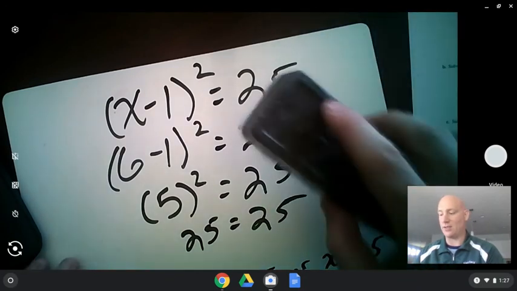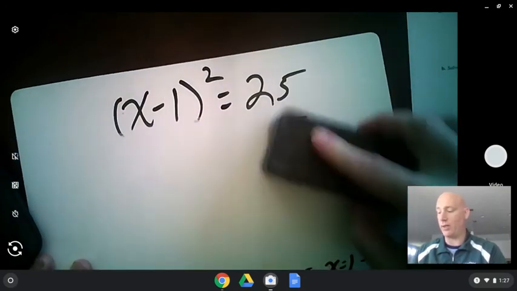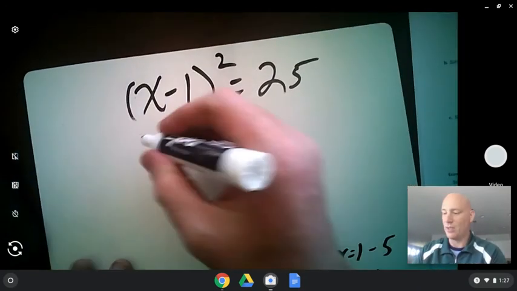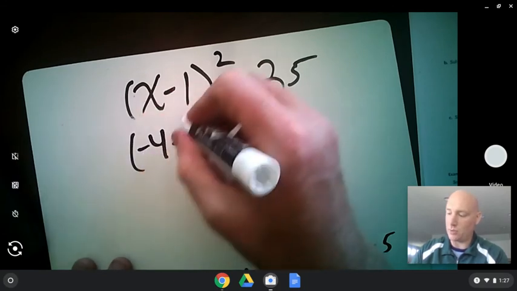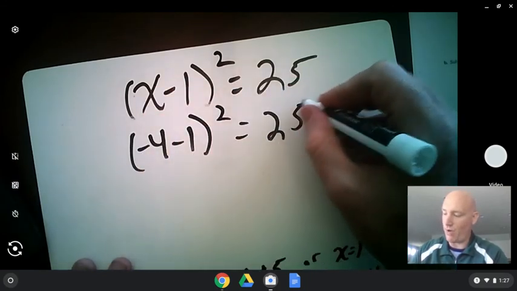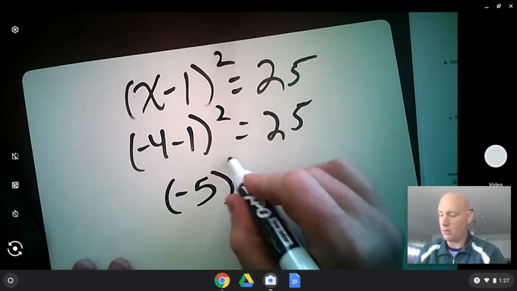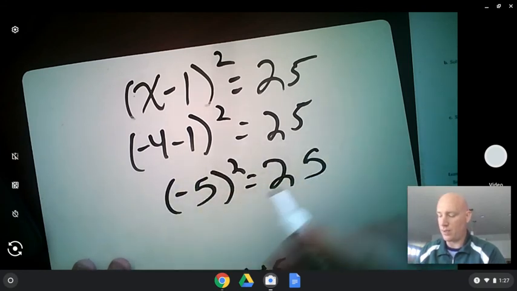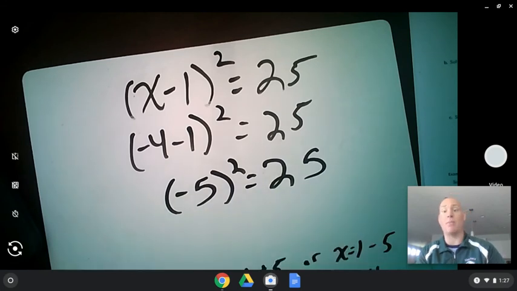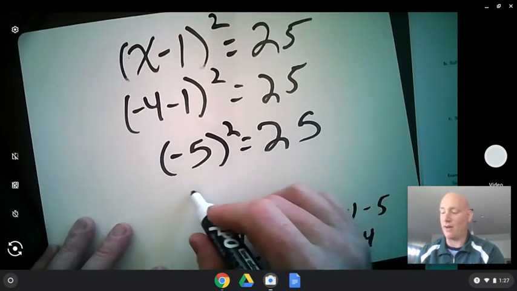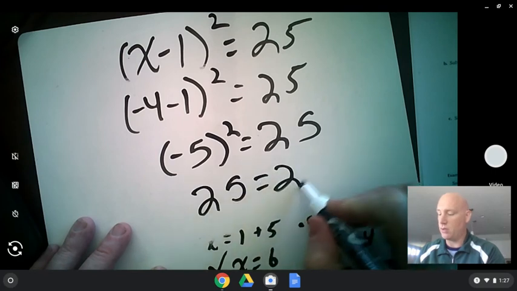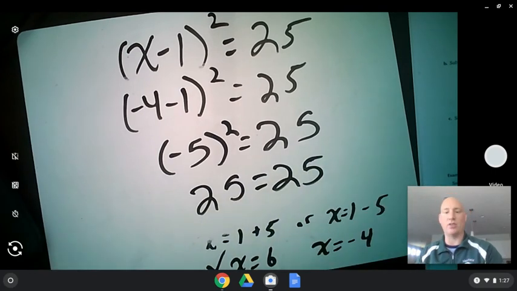Now let's check X equals negative 4. And I'm sorry if I'm speaking quickly, but I know my time's almost up. So negative 4 minus 1 squared equals 25. Negative 4 minus 1 is negative 5. Now remember, negative 5 squared becomes a positive. So now negative 5 squared is 25 equals 25, and we're set.